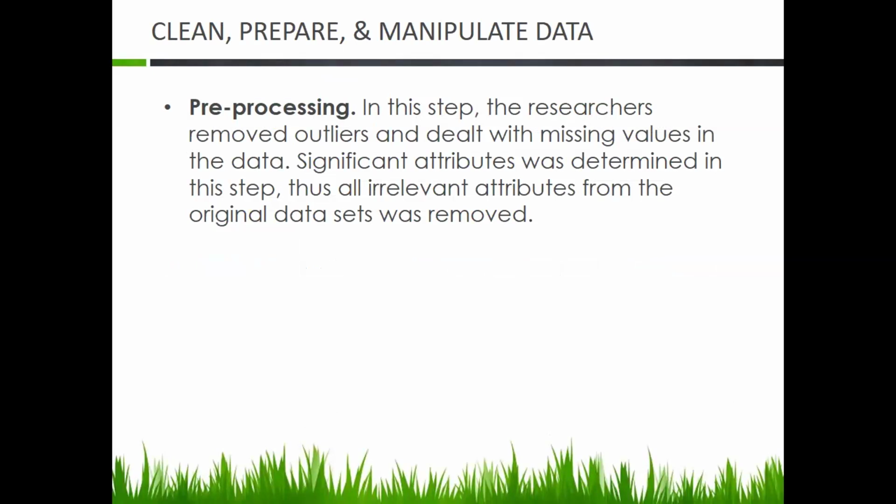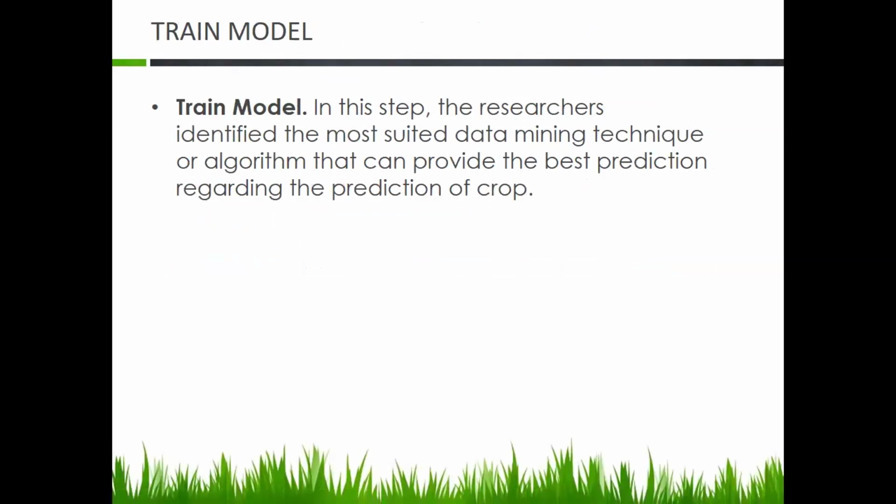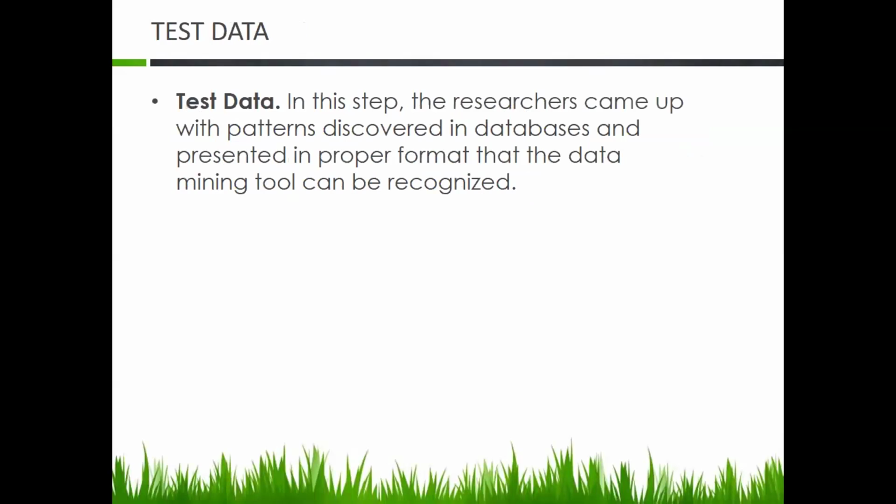And then significant attributes were then determined in this step, and thus all irrelevant attributes from the original data set were removed. In training the model, the researchers identified the most suited data mining technique or algorithm that can provide the best prediction regarding the prediction of rice. So that is the crop. So we test the data.